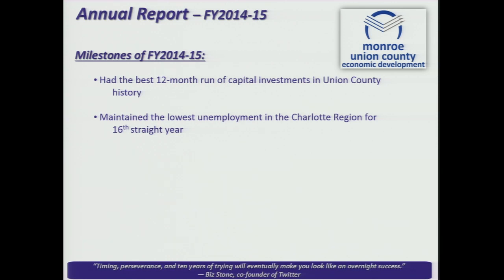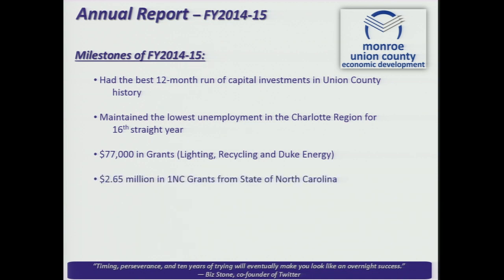Also, again this year, we maintained the lowest unemployment in the Charlotte region. It's the 16th straight year of doing so. We were able to achieve $77,000 in grants, from lighting rebates and recycling grants to the Duke Energy matching grants, as well as $2.65 million in One NC grants from the state of North Carolina to help us secure some of the projects.